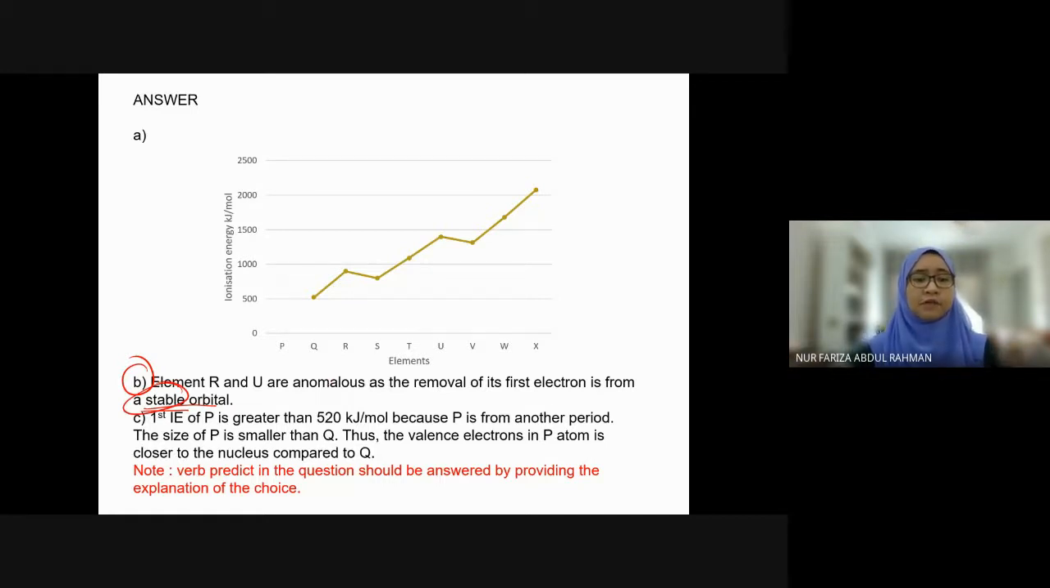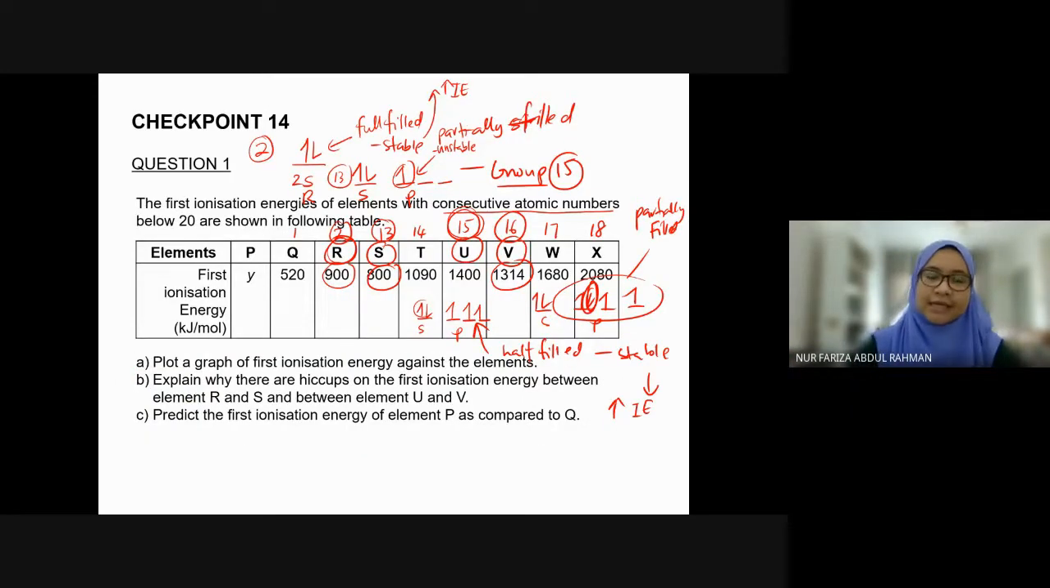Okay, and then we have several types of stable orbital. What do you mean by stable? Okay, so you have to specify. Ataupun you mention R has a fully filled orbital and U has a half filled orbital. Okay, so both of these are considered stable orbitals. That means the energy will be higher in order to remove the electron from a stable orbital. Okay, alright. So yang saya bagi ni lebih complete lah, lebih detail. Okay, if you were asked to explain your reason, this is how you should explain.